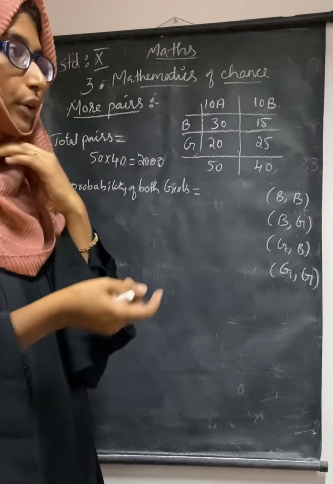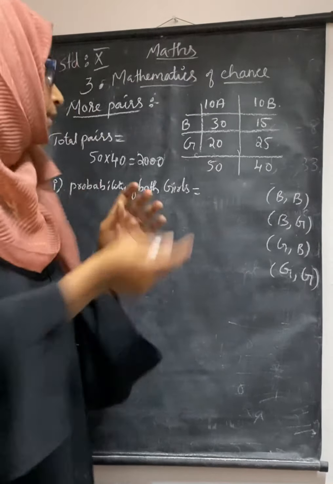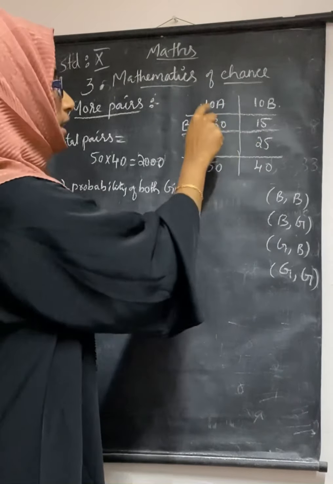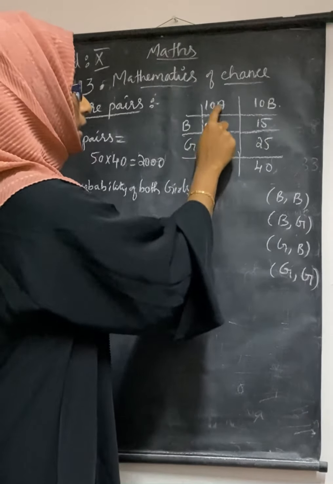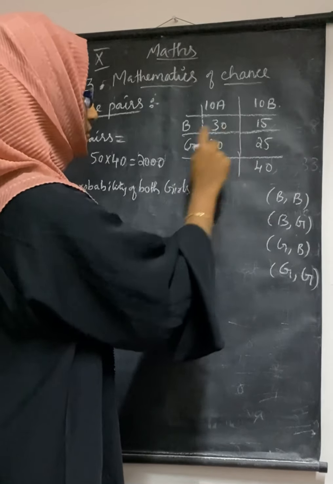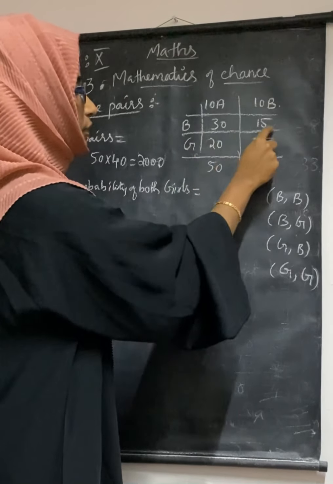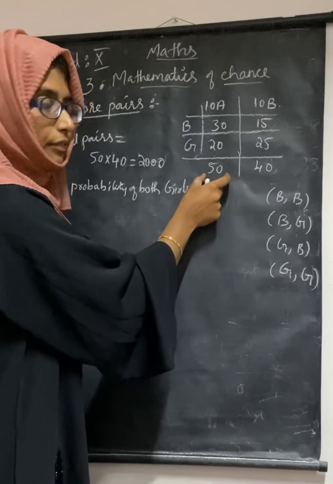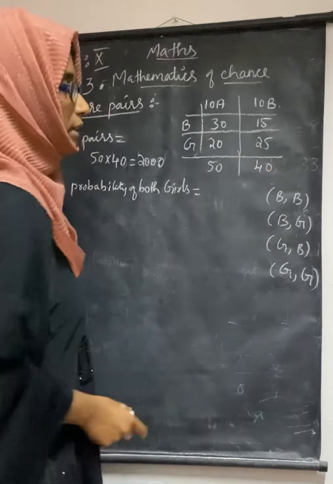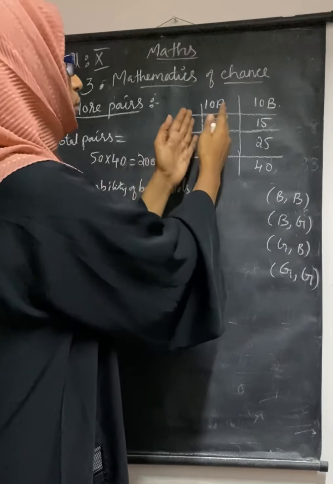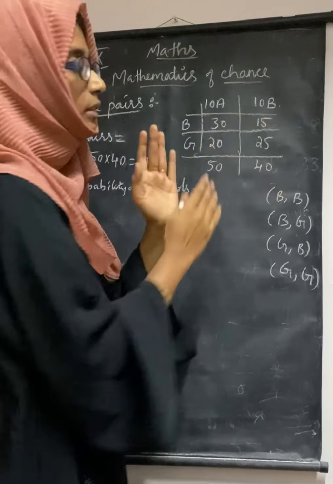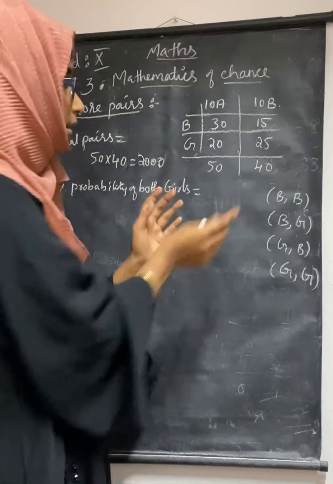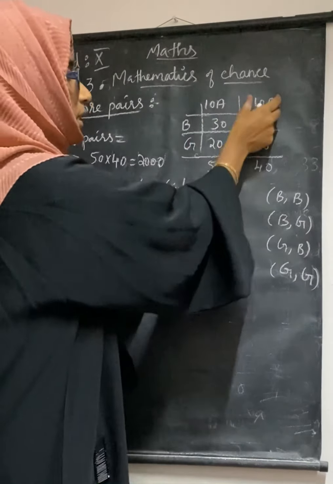So first we want to find out the total pairs. Before that, we have to make a table like this to make it easier. 10th A: boys 30, girls 20. 10th B: boys 15, girls 25. So total in 10th A, how many? 50, and in 10th B, 40 students are there. If we take one student from 10th A and one from 10th B, it will make one pair. So totally how many pairs can we make? From 10th A, 50 students, from 10th B, 40 students.